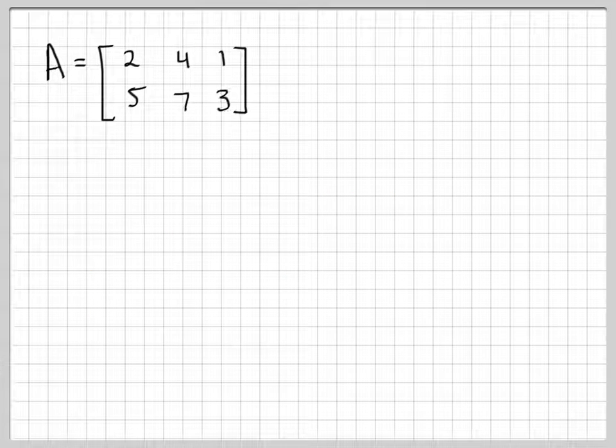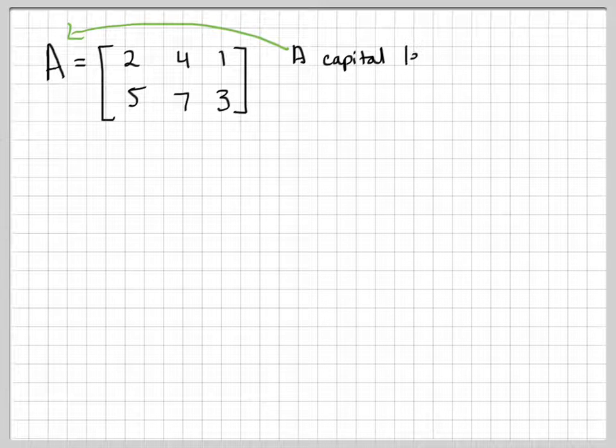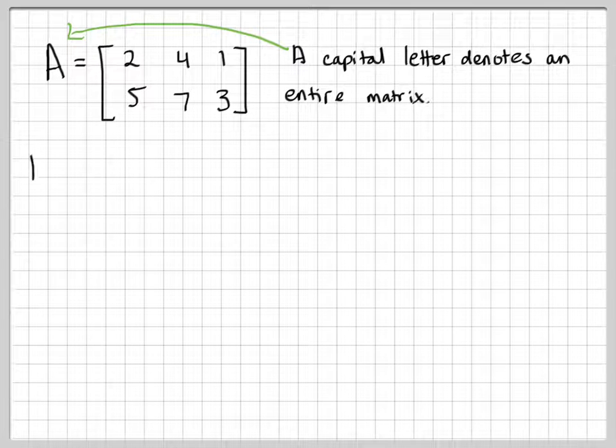Alright, so let's take a look at matrix A here. Now when I read matrix A, I say that matrix A is 2, 4, 1, 5, 7, 3. Note that I read that off by rows with a pause at the end of each row. A capital letter is what denotes a matrix when we're talking about this. So we'll say like matrix A equals something and B equals something else, then I can talk about A and I can talk about B without listing off every entry in them.